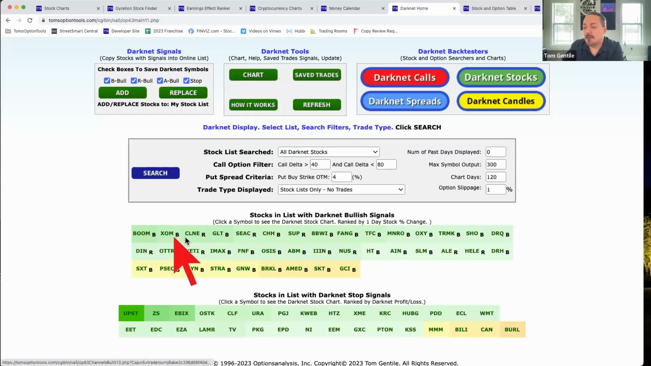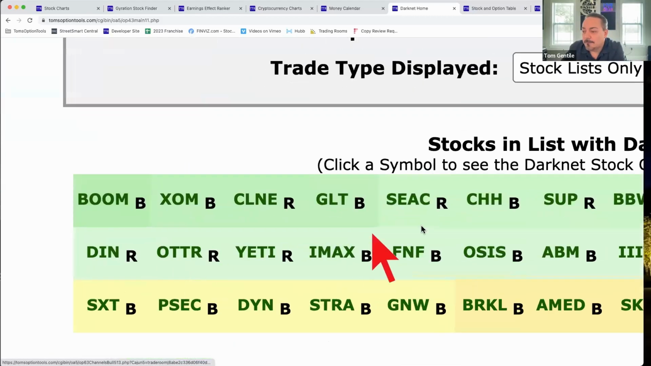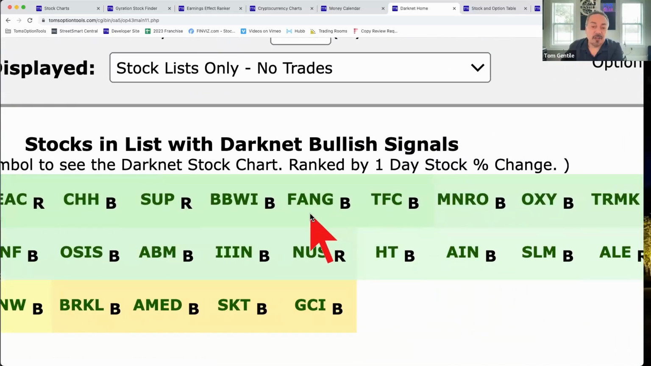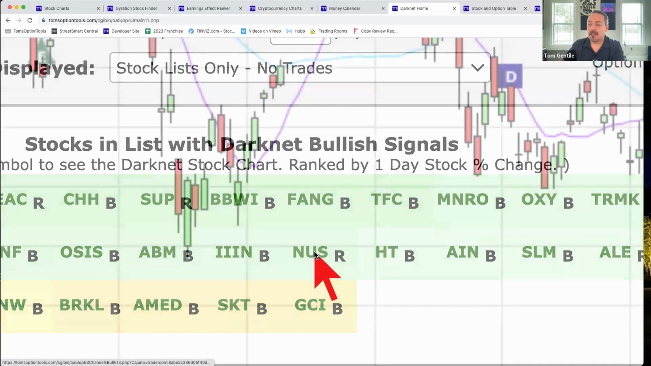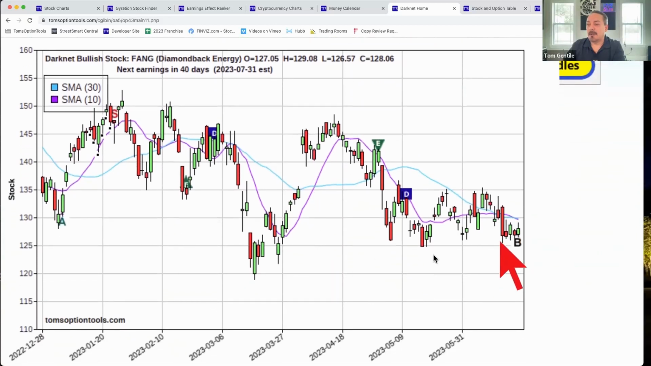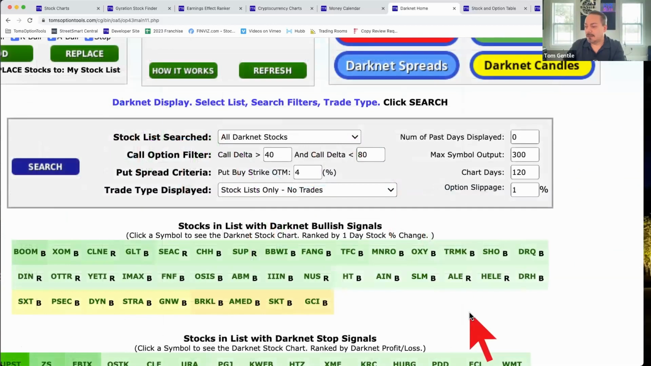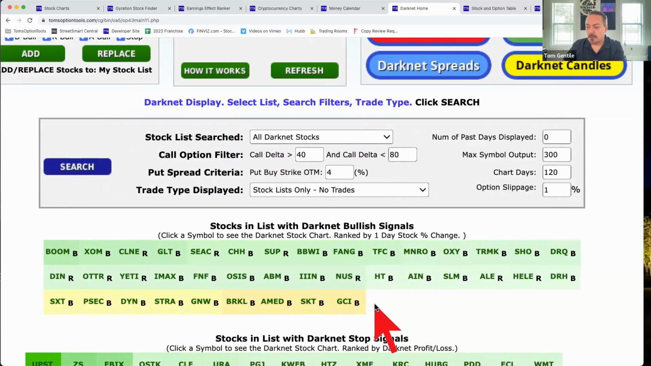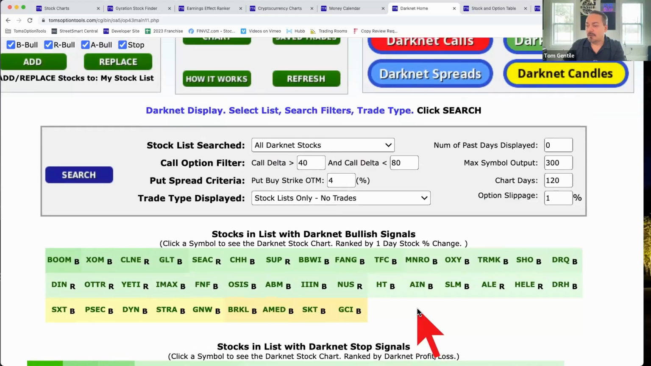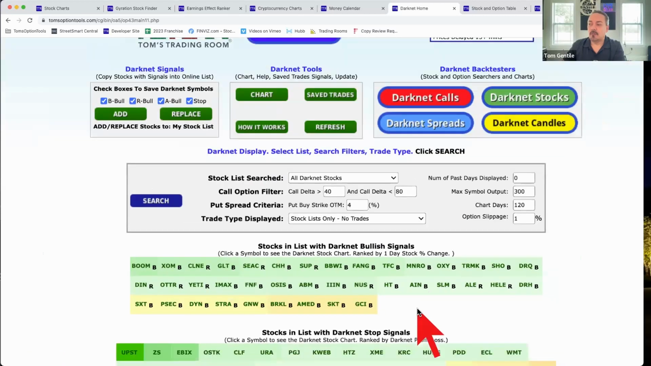So I'm kind of coming along here. I see Exxon on the list. Here's FANG, and that's not Facebook, Apple, no, that's the energy company, Diamondback Energy. There it is, a Darknet buy signal popped up on FANG today. I looked through here and saw quite a few in the oil and energy section popping up as buying opportunities today with Darknet.